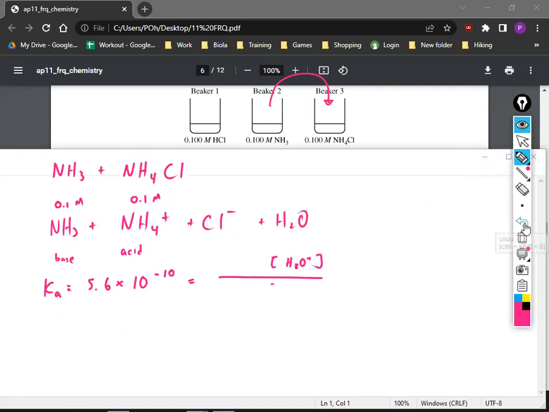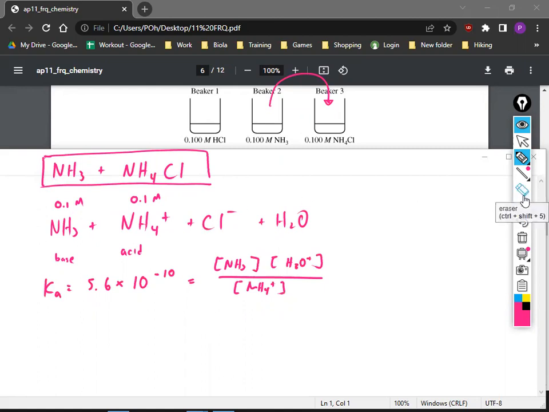Okay, so let me rewind. This part makes sense, right? This is what we're combining when we combine beaker 2 and beaker 3. When we combine these, we know that NH4Cl is going to dissociate into NH4+ and Cl-. The important part of what's going on here is between these three.